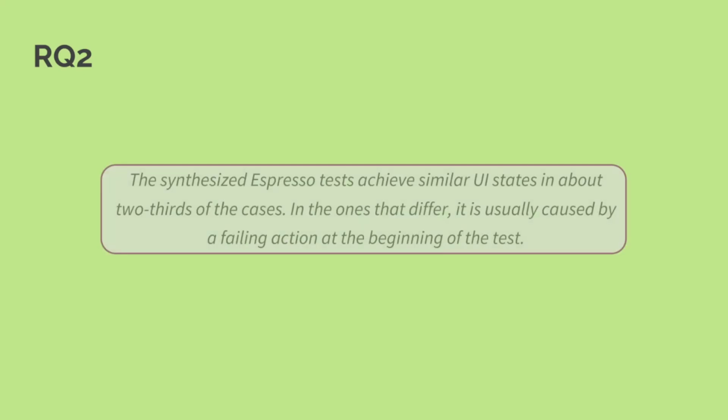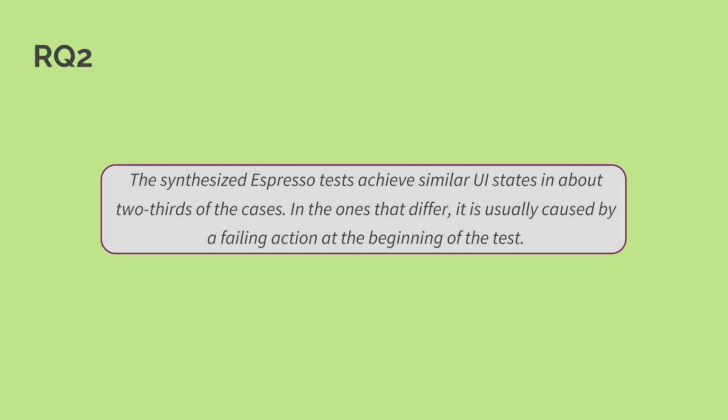So, in conclusion, the result for research question 2 is that the synthesized Espresso tests achieve similar UI states in about 2/3 of the test cases. In the ones that differ, it is usually caused by a failing action at the beginning of the test.